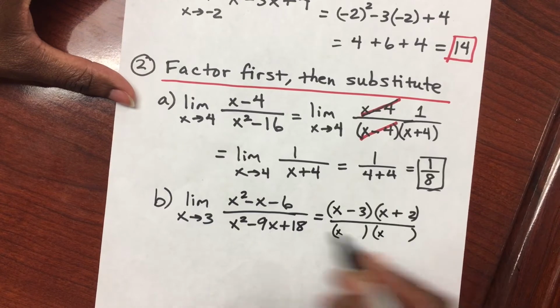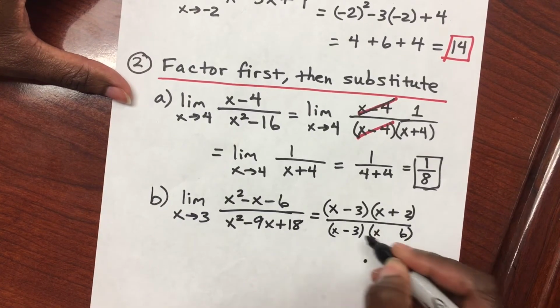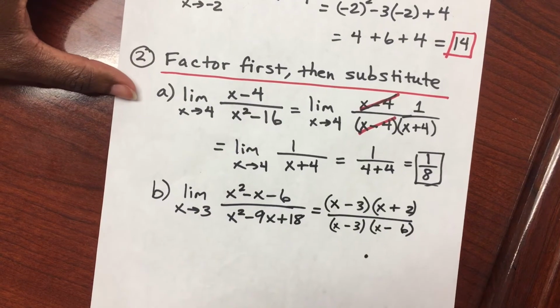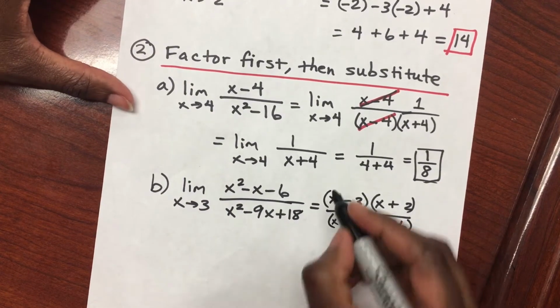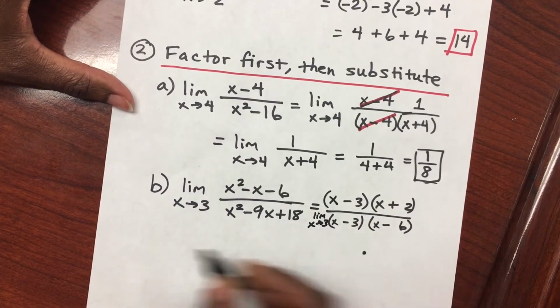And we'll have x times x gives us x squared. We're going to use 3 and 6 from our other video. That's negative times negative. We're getting there. And we're going to do the limit of this as x approaches 3.